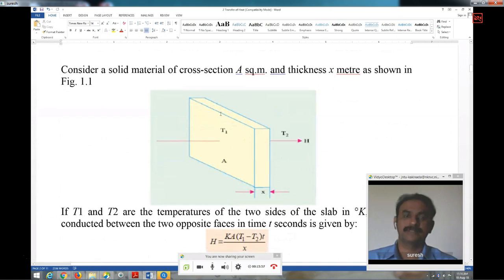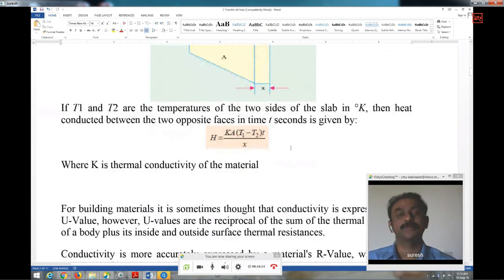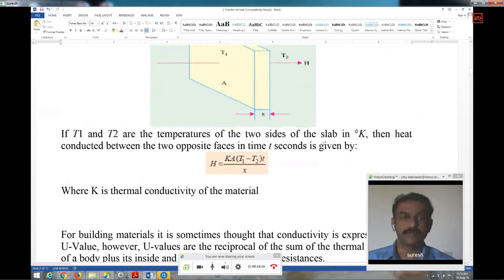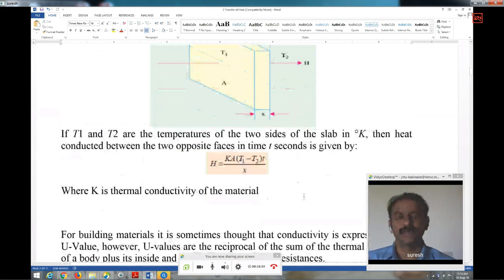Coming to the mathematical formulation of this conduction, now let us consider a body. So this is the body, which has cross-section area A and thickness X. Now here, one side temperature is T1 degree centigrade and the other side temperature is T2 degree centigrade. And we are trying to relate the conduction. So how much heat is conducted between the two opposite surfaces in a time of t seconds is given by H equals K into (T1 minus T2) into t divided by X, where K is the thermal conductivity constant of the material. T1 and T2 are the two temperatures on the corresponding edges of the material we selected.